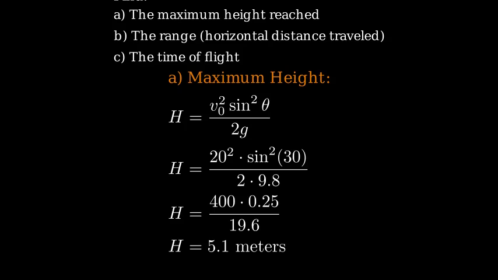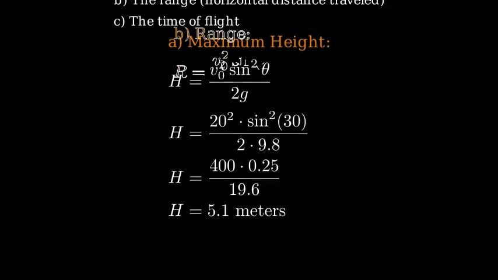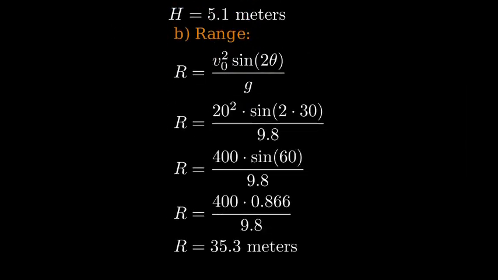Using the formula we derived, h equals v0 squared times sine squared theta divided by 2g, substituting our values. H equals 20 squared times sine squared of 30 degrees divided by 2 times 9.8. H equals 400 times 0.25 divided by 19.6. H equals 5.1 meters.